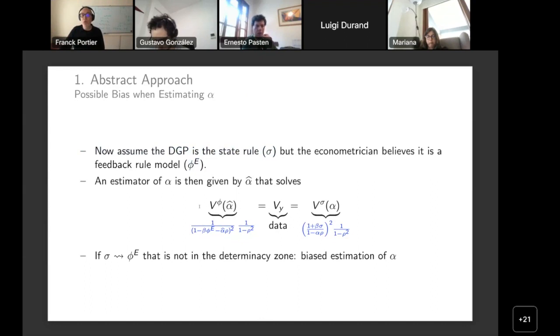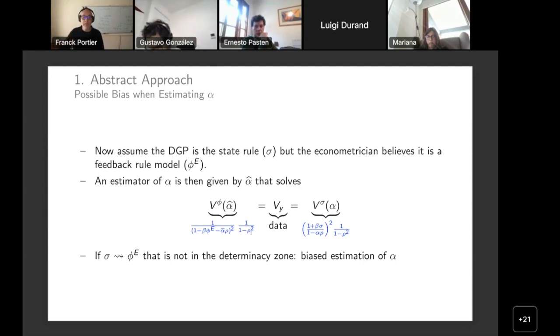So now I'm the econometrician. I solve the model. I believe the model has a feedback rule. So this is the value of the variance of y as a function of my alpha hat, which I'm trying to pin down, and I know all the other parameters. I compare this to the data and I solve to find the right alpha hat. Me being the co-author of the paper, I know that the DGP is a state rule, so I know that this is the true value of the variance of y. So I'm going to again solve for this blue term equal to this blue term, and I will look whether the alpha hat is equal to alpha or not.